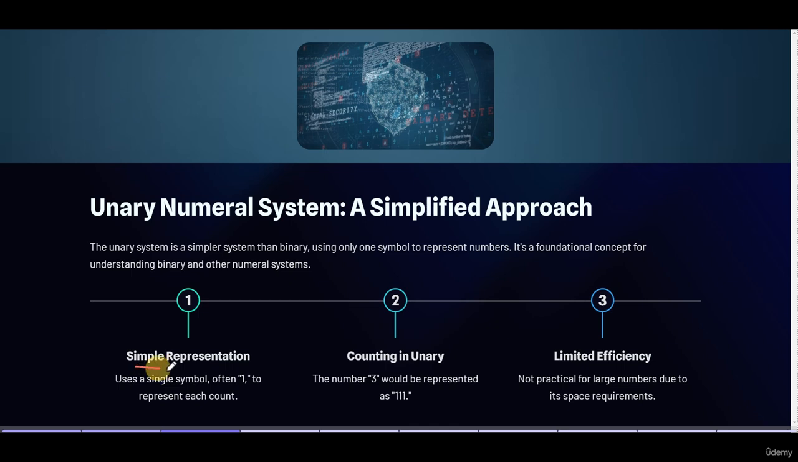So the simple representation uses a single symbol, often 1, to represent each count. Like we can make each finger count as 1. Then counting in unary, the number 3 would be represented as 1, 1, 1. Like I would have to raise 3 fingers in order to represent 3 children. Then we have limited efficiency: it is not practical for large numbers due to its space requirements. Let's move on.